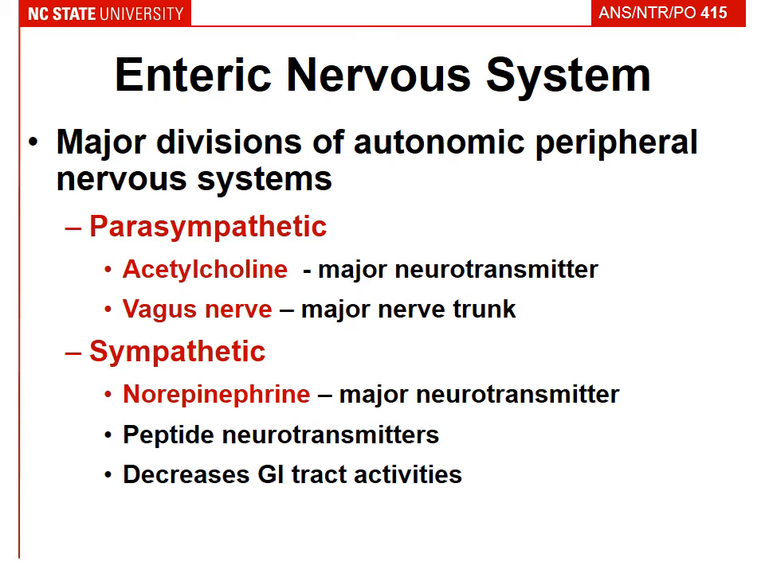The other category is the sympathetic, and its main neurotransmitter is norepinephrine. It has some other peptide neurotransmitters that it utilizes, and it doesn't have a specific nerve like the parasympathetic. You have many nerves that are controlling the sympathetic, and the sympathetic generally ends up decreasing GI tract activities where the parasympathetic is increasing them. So if you have diarrhea, you can blame your parasympathetic. If you're constipated, you can blame your sympathetic.